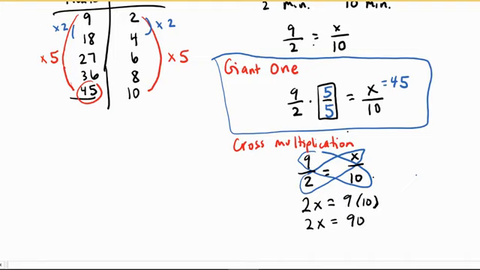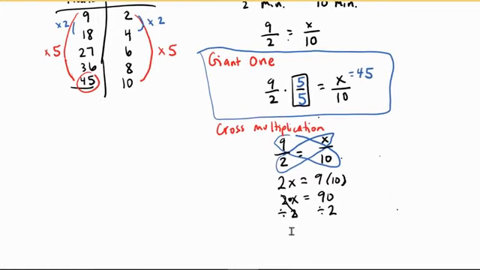Our last step is that over here it's 2 times x. The opposite of multiplying by 2 is dividing by 2 because 2 divided by 2 is 1. So I do the same thing on the other side. I have left over x equals, and 90 divided by 2 is 45. Again, that's the same thing we got using the other two methods. So cross multiplication is a good method. You can also use giant 1, or if you just want to set up a table, that's a good way to do it.